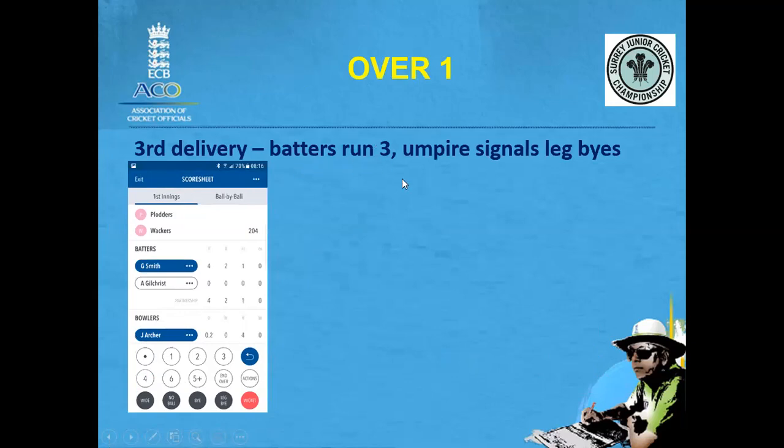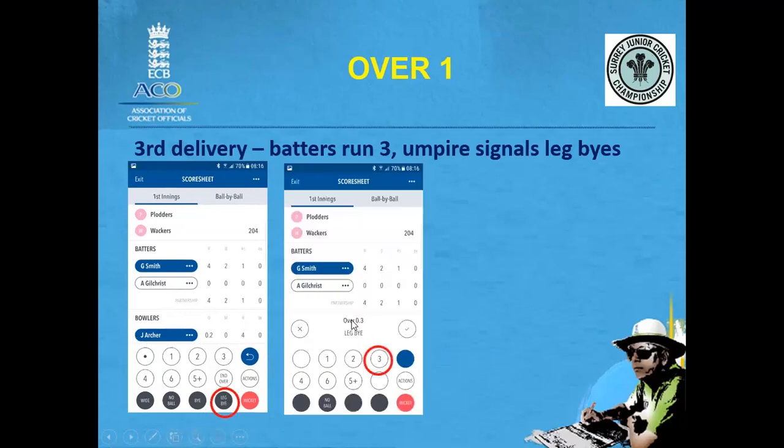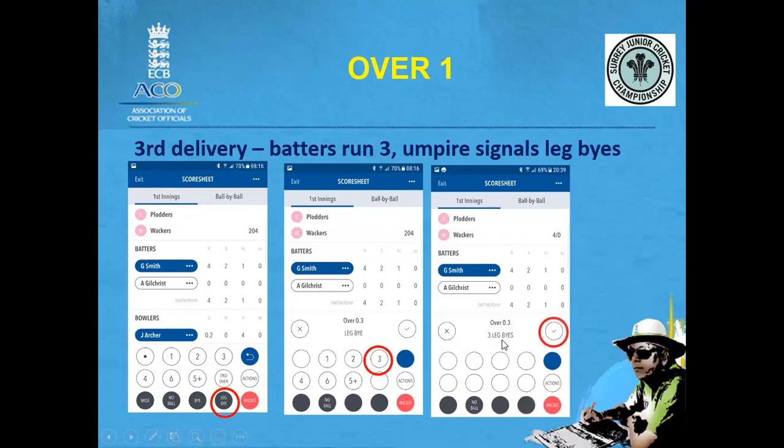Third delivery, batters run 3, umpire signals leg byes. So first thing we do is we press the leg byes. And there you can see we got third ball is a leg bye. We need to tell it there were 3. So we press on the 3. And now it's saying the third ball is 3 leg byes. We're happy. We click on the tick.